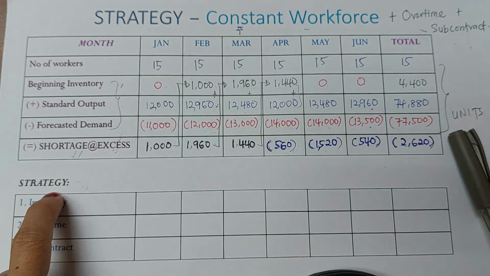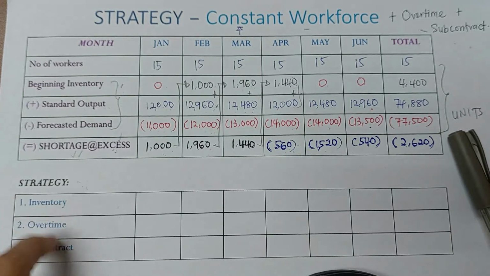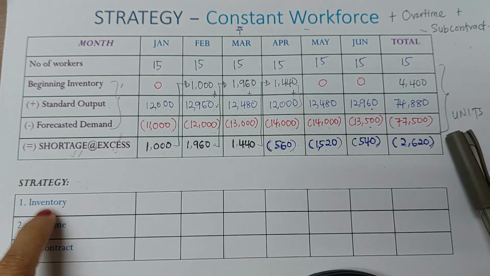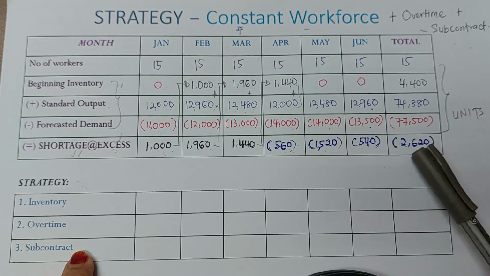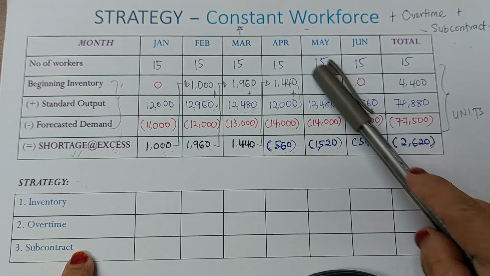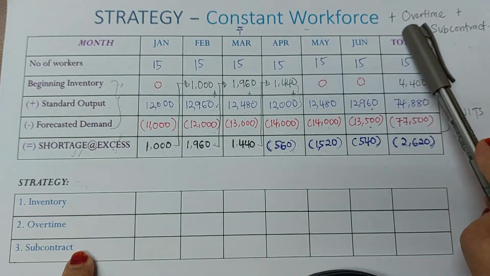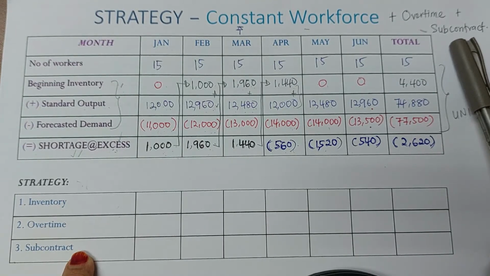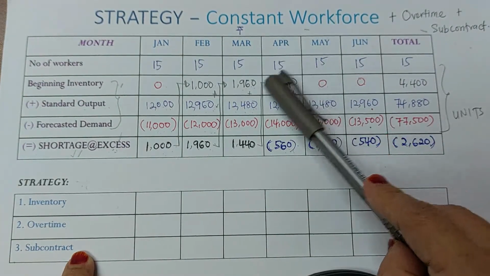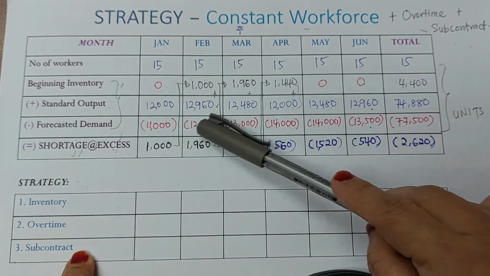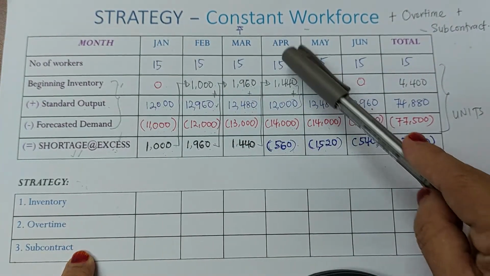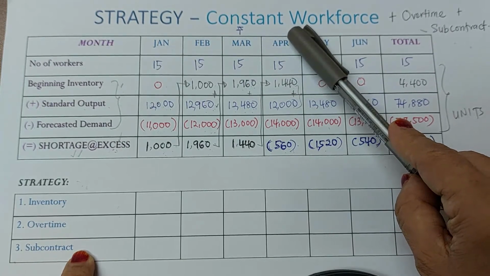Okay, strategy here, what are the things to be written or what are the strategies to be applied here? We have to refer to the question. What is required in the question? What is the strategy required by the question? So this example 10.4 requires us to use constant workforce strategy, varying over time, and also subcontracting. So constant workforce has been used over here, where we have written 15 workers every month, and we calculate the standard output by using all the 15 workers. So we have applied the constant workforce strategy.